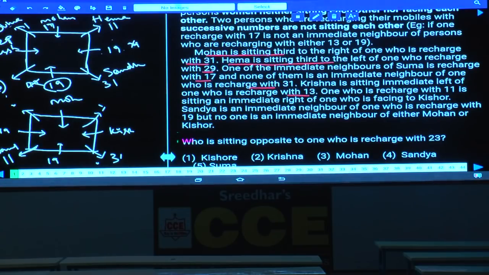Now this is Kishore, isn't it? Now as this person is Kishore, then immediate left of the one who recharged with 13. Tell me, where can this 13 be? If 13 is at this place, isn't it? Now 13 is at this place, then now this person will be Krishna, because Krishna is to the immediate left of the one who recharged with 13. Now this person is Krishna.